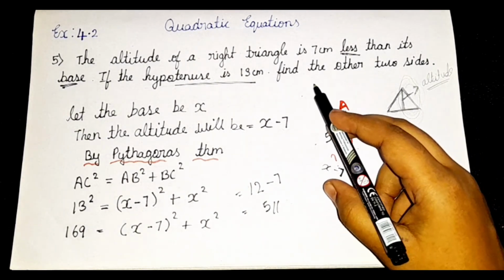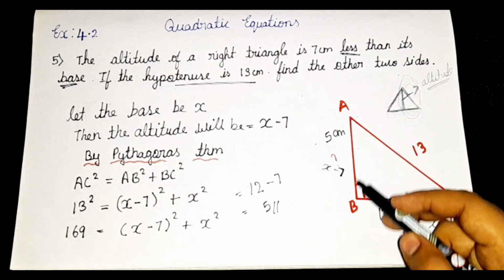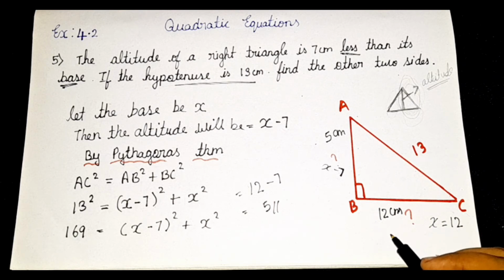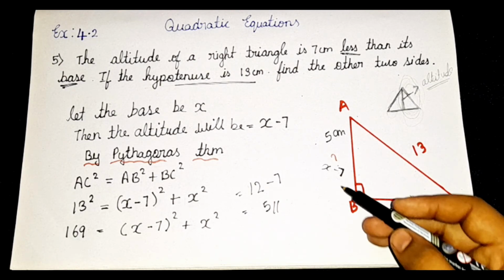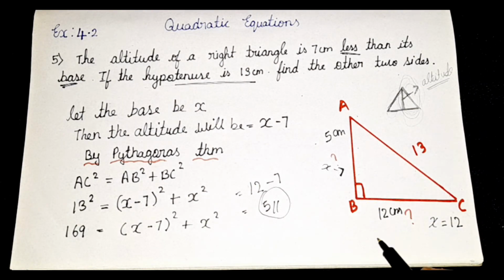Okay, in the question they told us to find the other two sides. So here the other two sides, that is altitude and the base. So the altitude value is 5 centimeter and the base value is 12 centimeters. Since we got the x value, just because of the x value, we just got the two values. We just substituted the x value, that is the 12, and then we just did 12 minus 7 and we got 5. Okay, so that is 5 centimeter, and here the x value is 12 centimeter. So now we can just write the base is equal to 12 centimeter and the altitude is 5 centimeter.